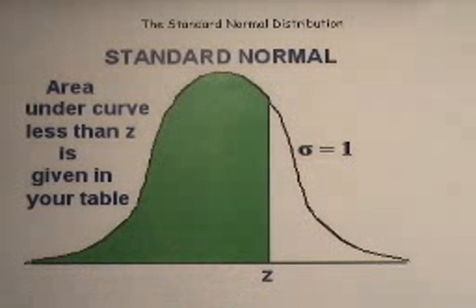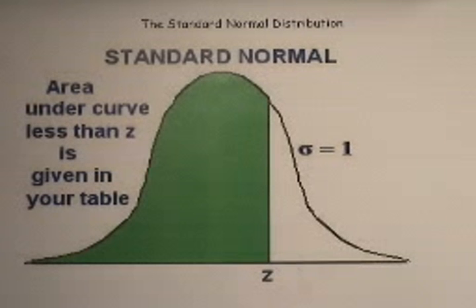The table in the back of the book gives you that area in green for any value of z. Of course, if z is very large, you're going to get a large area. If z is negatively large, going to the left, then the area is going to be correspondingly smaller. So as z gets larger and larger, the area under the curve gets closer to 1.